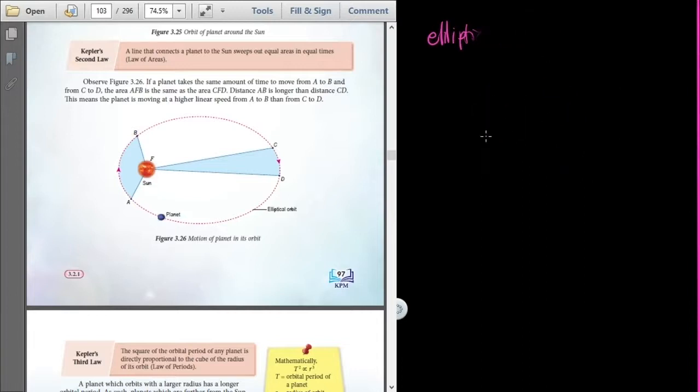So for this session we look into Kepler's second law. Kepler's second law of planetary motion, that is the full name. What is stated by Kepler's second law of planetary motion? From what you have in your textbook here: a line that connects a planet to the sun sweeps out equal areas in equal times. A line that connects a planet to the sun sweeps out equal areas in equal times.